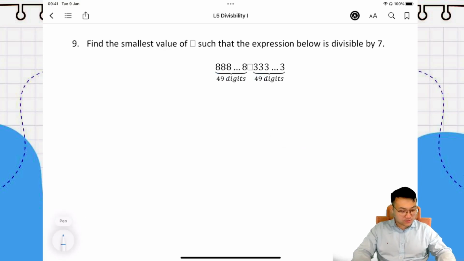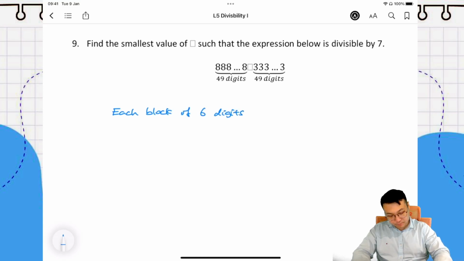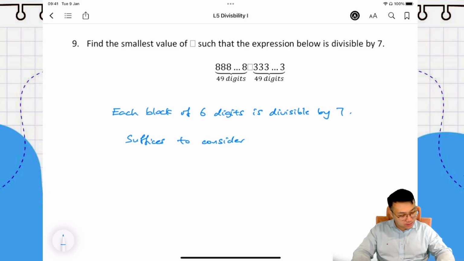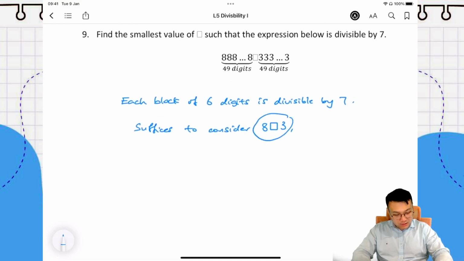So if I group them in groups of 6, we can write down each block of 6 digits is divisible by 7. So it suffices to consider whatever is left behind, the numbers that do not have a group, which is the last digit of 8 and the first digit of 3. So now you just need to test that this must be divisible by 7. Therefore, what is the value of the square?